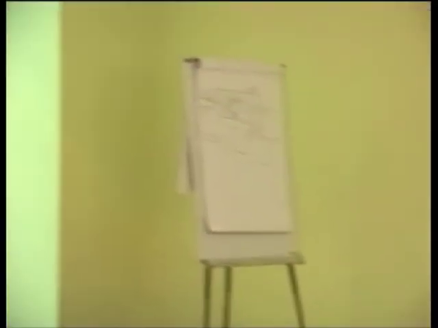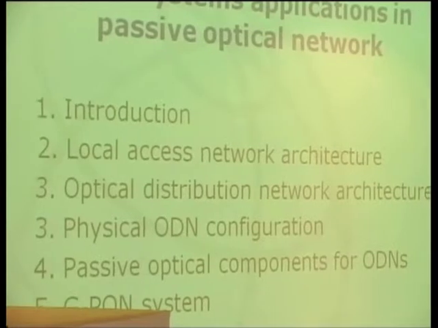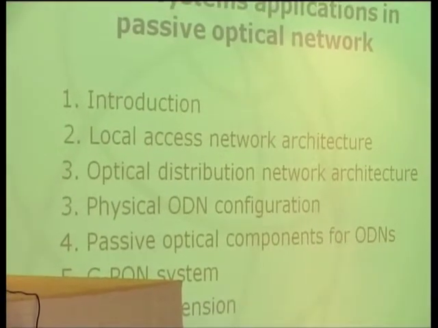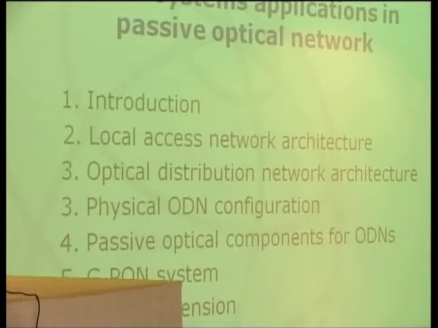This is the outline of the talk. We will have, after a short introduction, the architecture of the local access network, the architecture of the optical distribution network, the physical configuration of the optical distribution network, the passive optical components which are needed, GPON, which means gigabit-enabled passive optical network, and the reach extension, which is the only case in which we put something active in the network, to reach 80 kilometers from the central office, and at the end, the future trends.